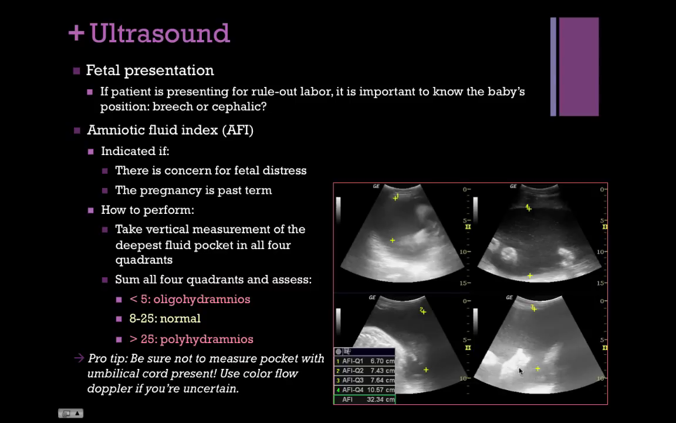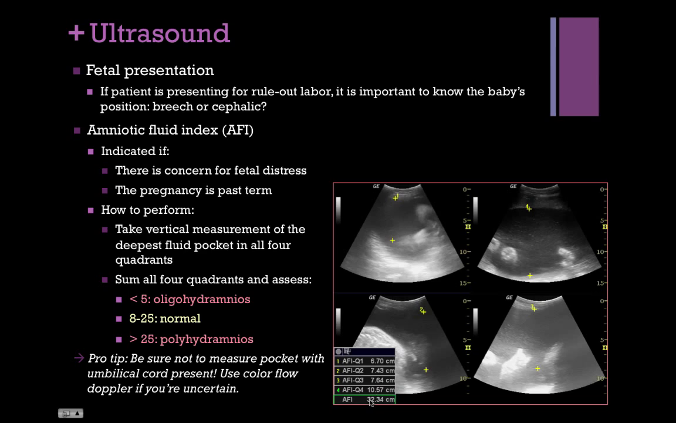And then you also want the pocket to be clear of any cord. So if you're not sure, you can throw color Doppler onto the image to make sure that there's no cord floating around in here. So then you sum all 4 quadrants like they've done here. So it'll be like 4 centimeters, 5 centimeters, whatever.